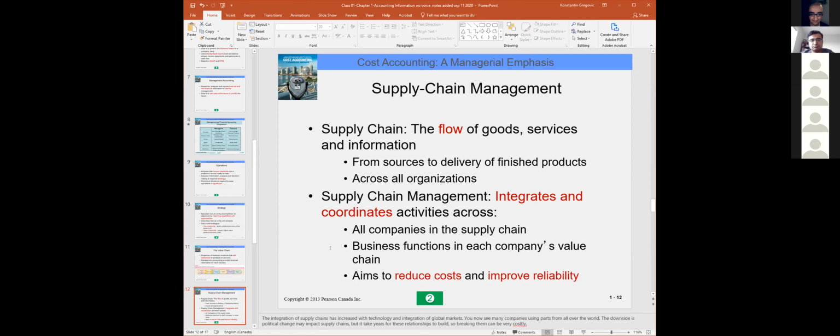Downside, political change may impact supply chain. It takes years to build up a supply chain, so breaking them can be very costly. So what events are we going through right now that may be impacting supply chain management?